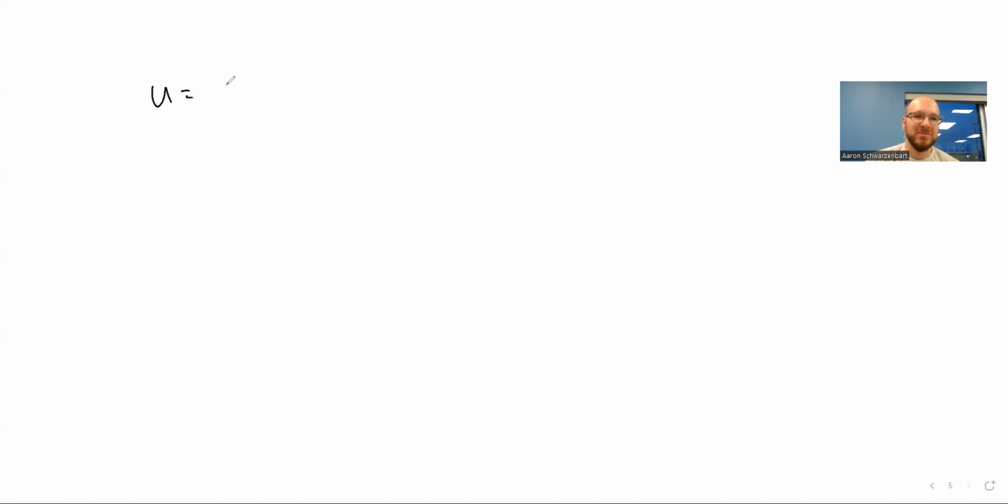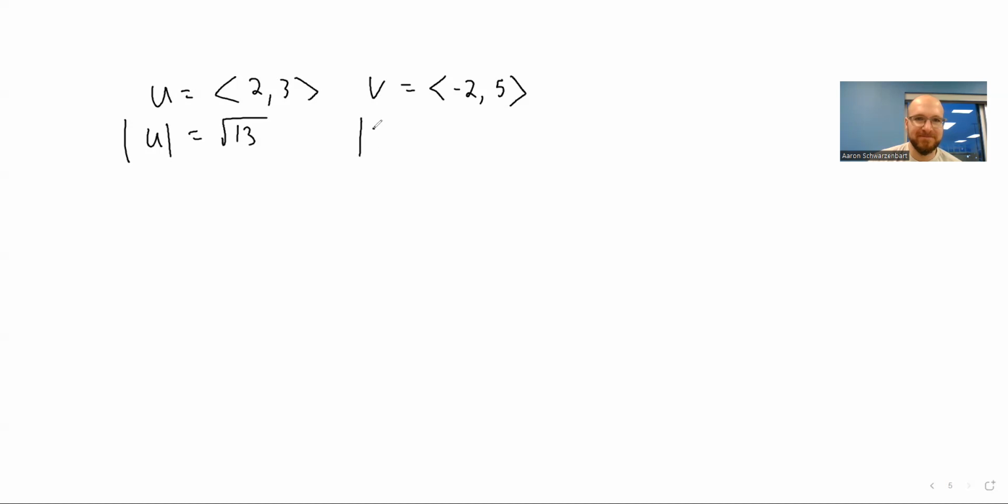Here I've got two vectors. First thing I can do is find the magnitude. And I'm just going to do the Pythagorean theorem way. 2 squared plus 3 squared. 4 plus 9 is 13, square root of 13. This one, 2 squared is 4, -2 squared is still 4. Plus 5 squared is 25, square root of 29.